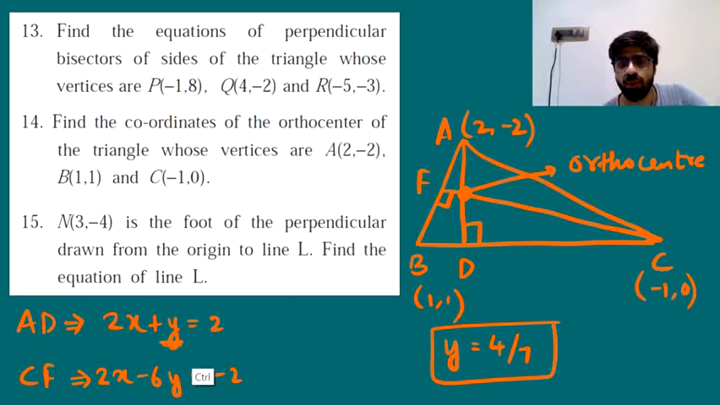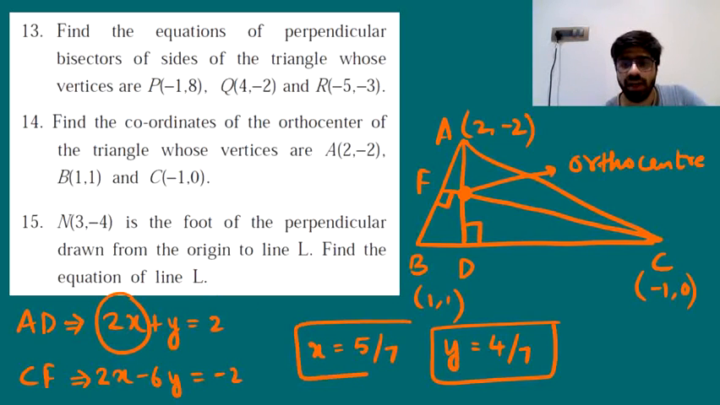So if y will be 4 upon 7, that 4 upon 7 comes to the right. 2 minus 4 upon 7, that will be 14 minus 4 upon 7. So that will be 10 upon 7. So 2x will be 10 upon 7 and x will be equal to 5 upon 7. So x equal to 5 upon 7 and y equal to 4 upon 7. These are the coordinates of your orthocenter for question number 14.